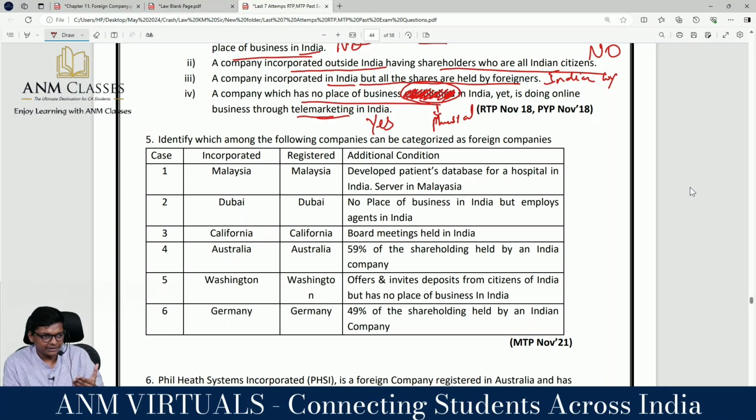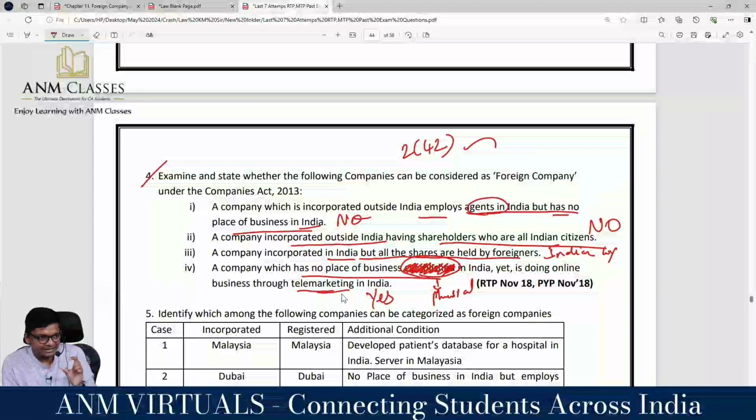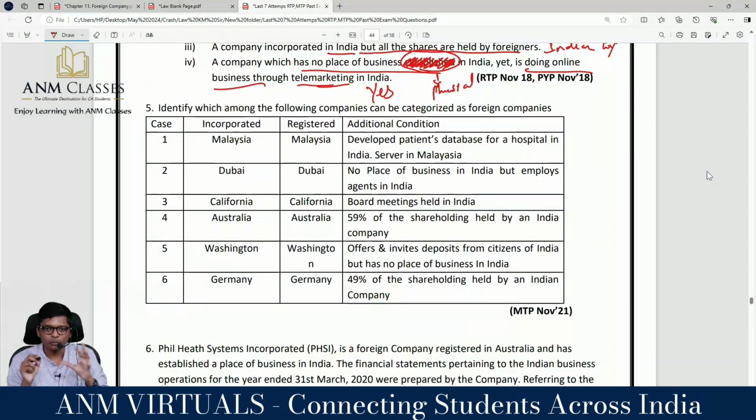If established is not given, you have to take an assumption. Through telemarketing, are they doing business? Is it a one-time thing or a regular thing? See, doing online business, recurring thing, then it's place of business. A one-time transaction, no need. The word business means recurring. Are you following, guys? Clear? Okay. So in the exam you don't have to mug up. It's application of concepts. Next.